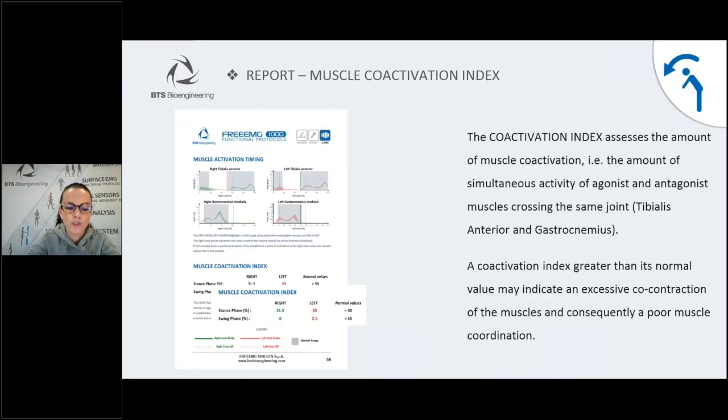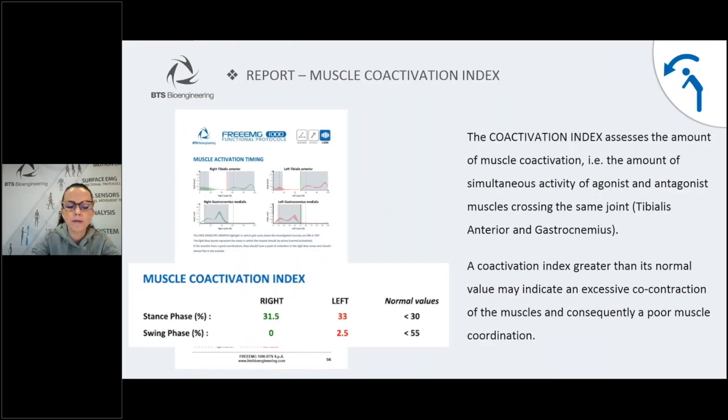Just below the graphs of the muscular activity, the index of muscle coactivation is reported. That allows to quantify the simultaneous activity of the agonist and antagonist muscles crossing the same joint. A coactivation index greater than its normal value may indicate an excessive co-contraction of the muscles and therefore a poor muscle coordination.